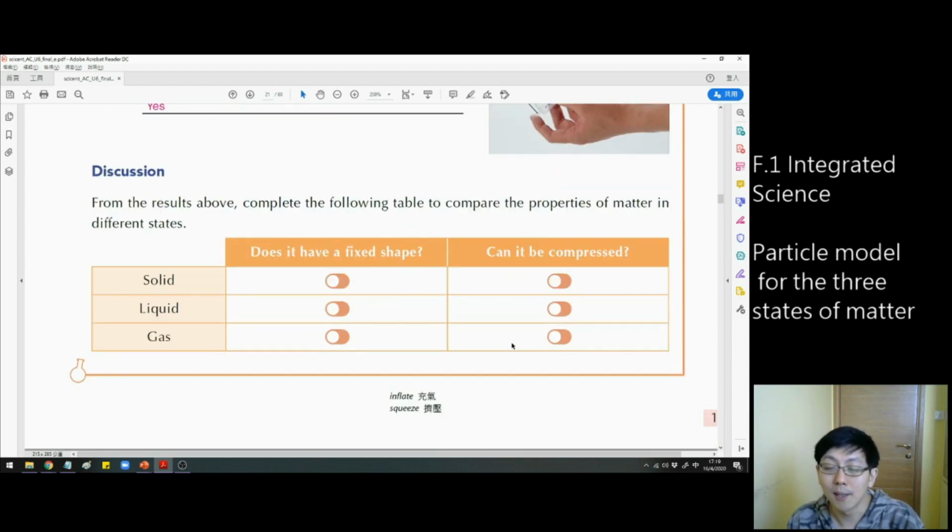What will be the summary for our findings? So can you help me to fill in this table? Solid, liquid, and gas. Does it have a fixed shape and can it be compressed? Okay, I will reveal the answer now. Solid, it has a fixed shape, but it cannot be compressed. Liquid, it does not have a fixed shape, and also it can't be compressed. Finally, for gas, it does not have a fixed shape, and it can be compressed.